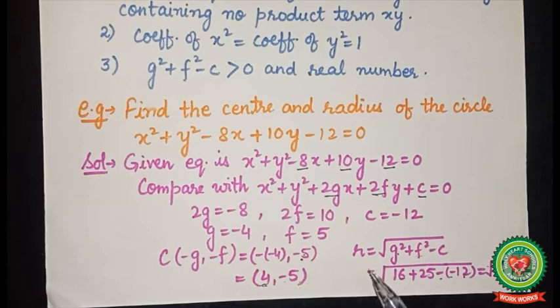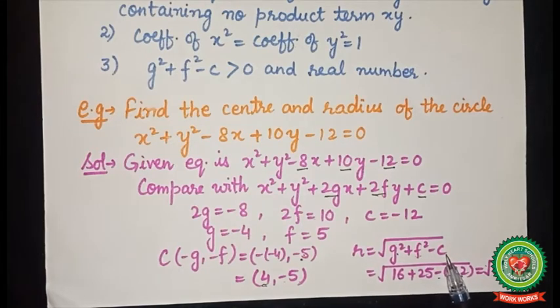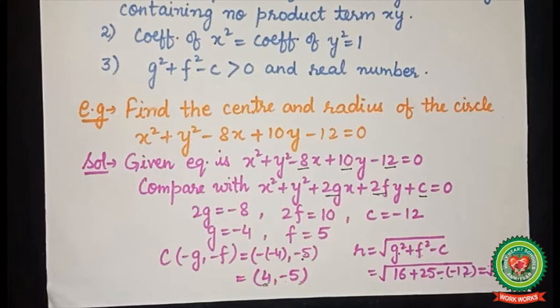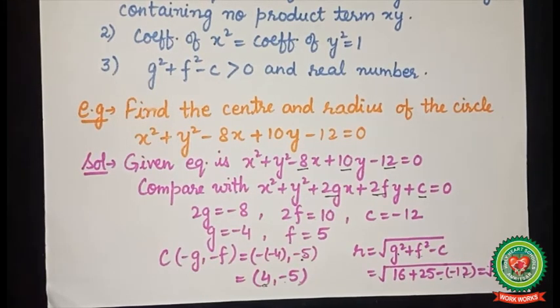Now for the radius, formula is r is equal to under root of g square plus f square minus c. Put all the values. g is minus 4, so minus 4 square is 16. f is 5, so 5 square is 25. Minus, and value of c is minus 12, so it is minus of minus 12. Now when you simplify, add all the terms, we get under root of 53. This is the value of the radius. In this way we can find the center and radius of the circle in the general form.